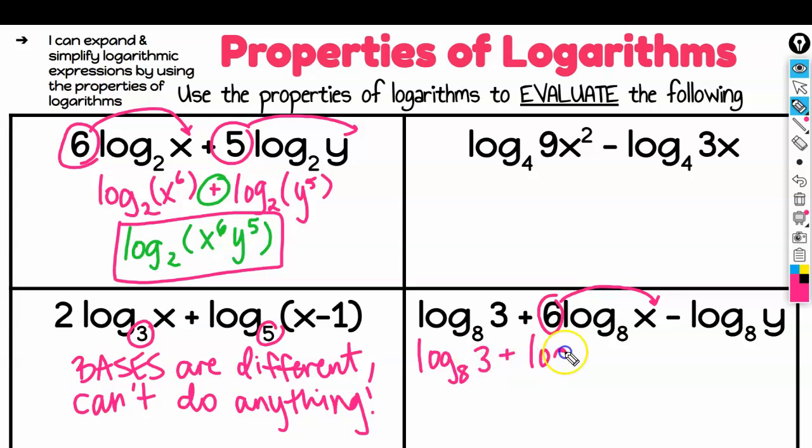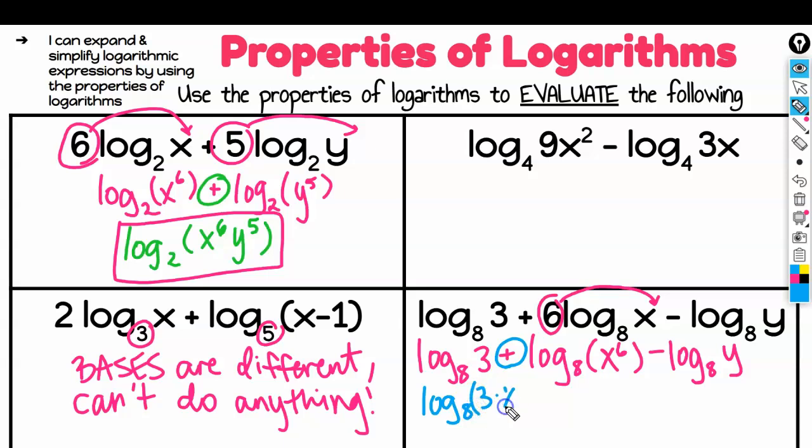This is going to turn into log base 8 of x to the 6. It's log base 8 of y. And then I see I have the product property. So now I'm just going to go one at a time. I'm going to do the product property first because that's what comes first and what I'm seeing here.